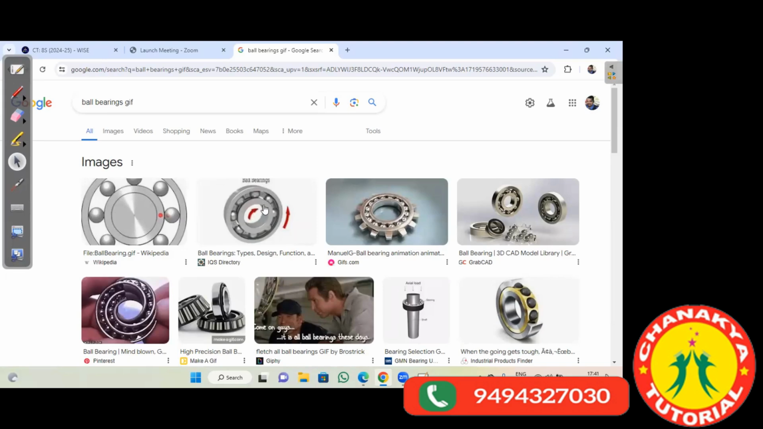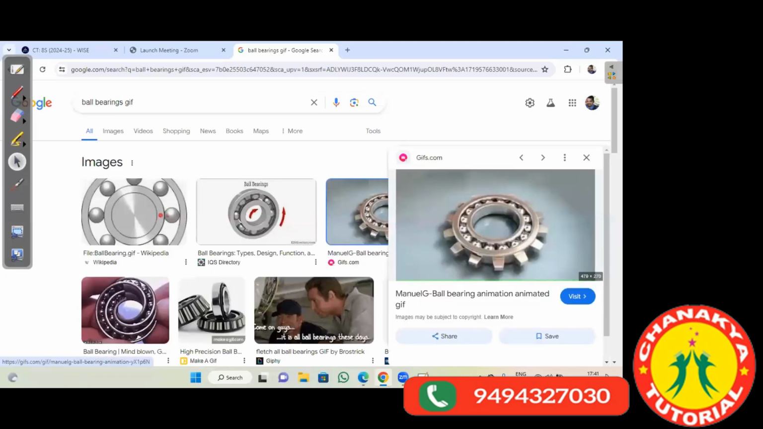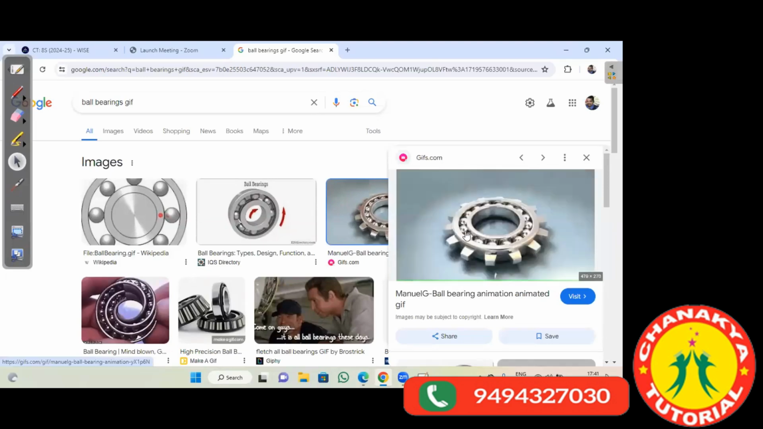So suppose there were no balls inside it and there were only these two rings, so there would have been static friction between the two. So we would have observed static friction.